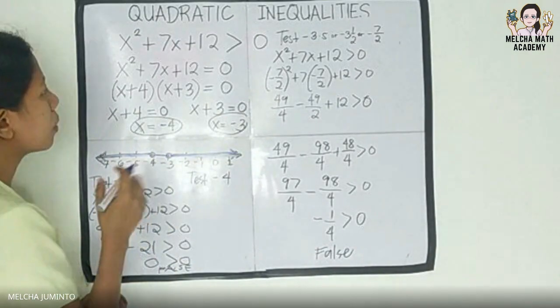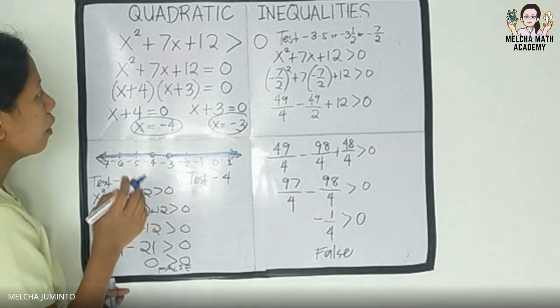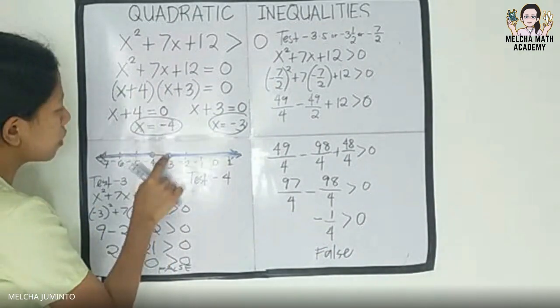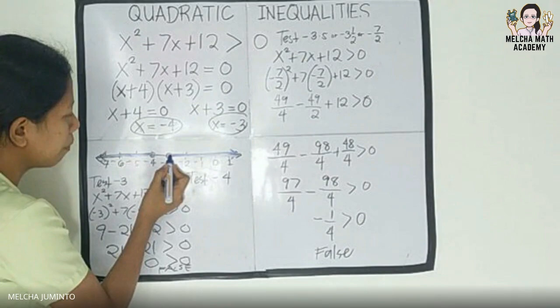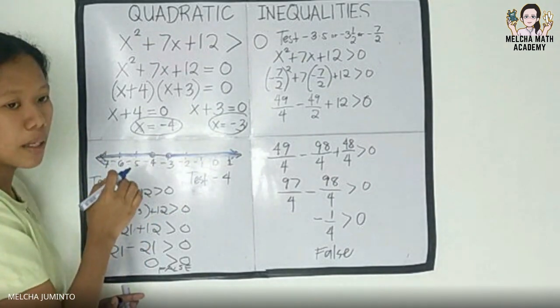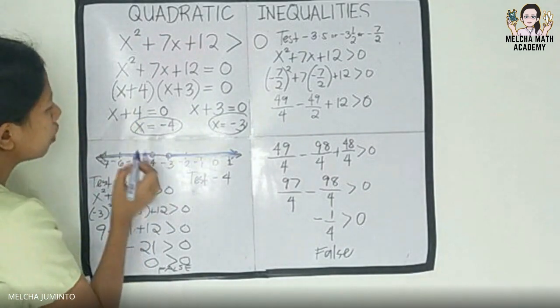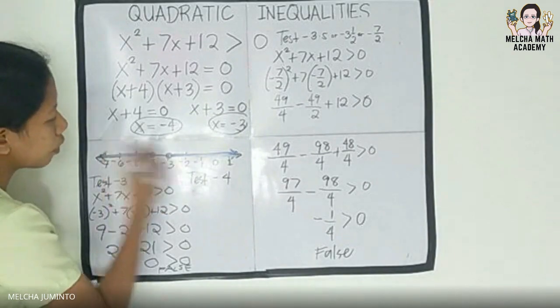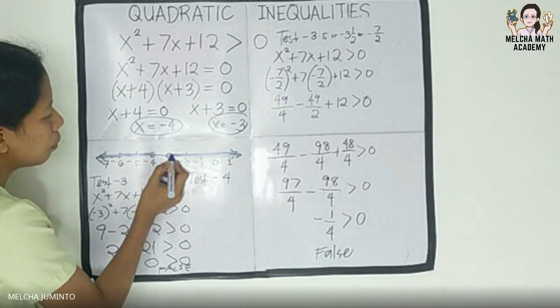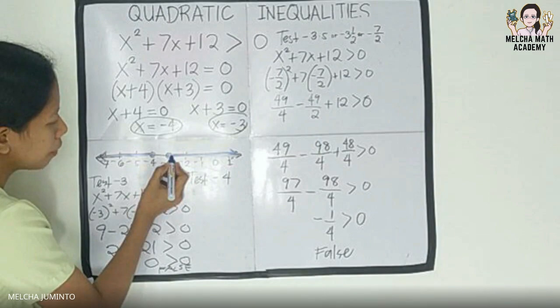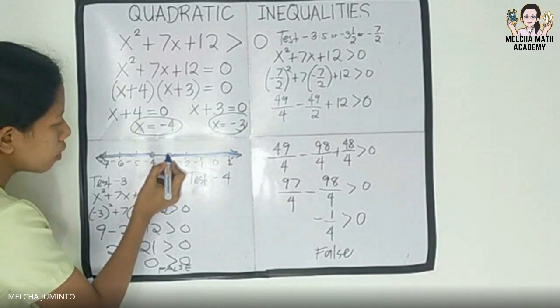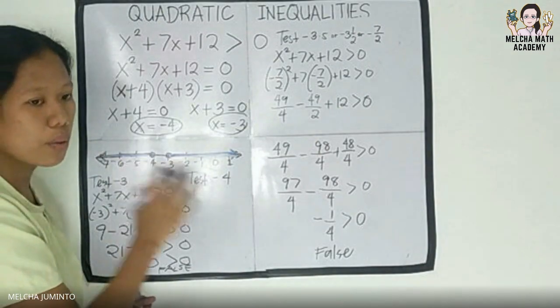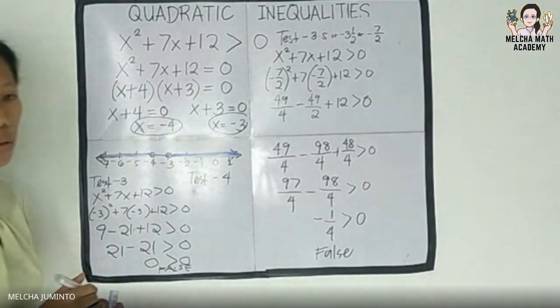Later on, as we go on, if the inequality contains equal, you will notice that you need to shade this part to show that it is included. But in this example, negative 3 is not included. Therefore, in your graph, you should draw a small circle at negative 3. This small circle, which is not shaded, shows that negative 3 is not part of the solution.